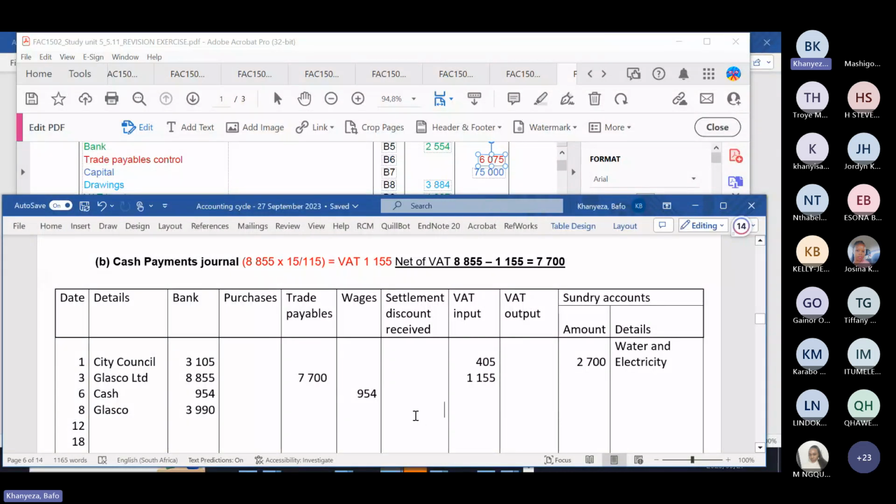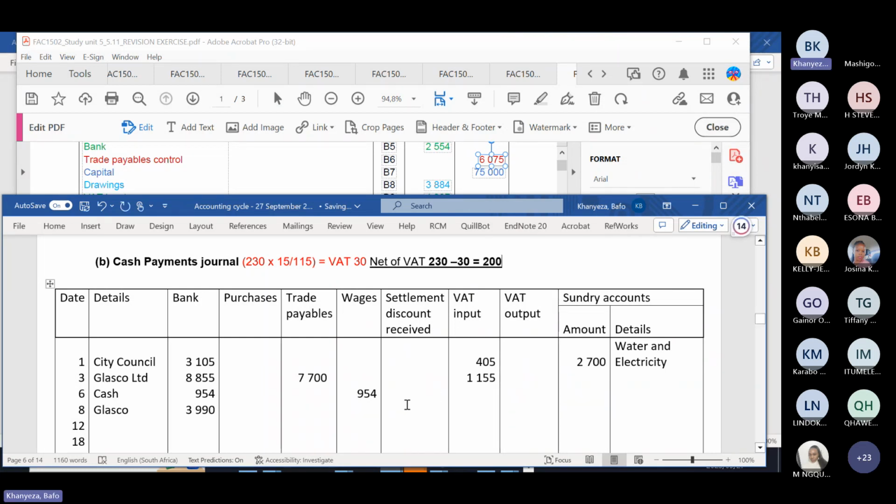The settlement discount, we have to split it. The settlement discount is 230 times 15 over 115. It's going to be 30, output VAT from the settlement discount. And then we're going to have 230. If you've got a question, maybe after this, then you will tell me. So what is the settlement discount? As customers, if you pay within 30 days, sometimes you get a settlement discount in other shops. So the net of VAT is going to be 200.